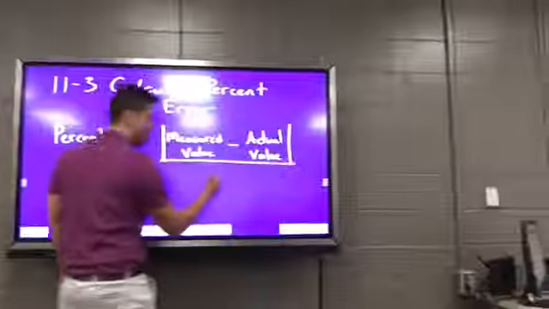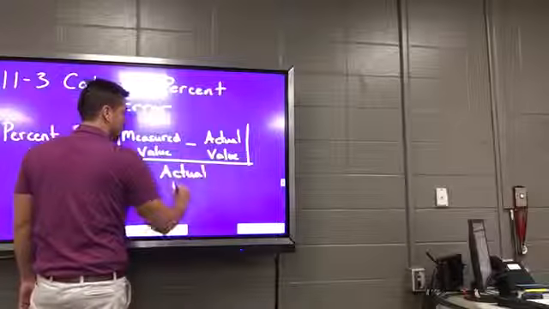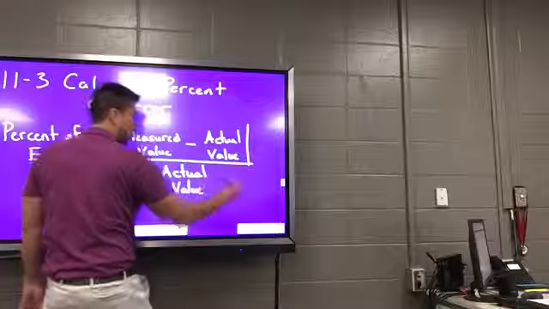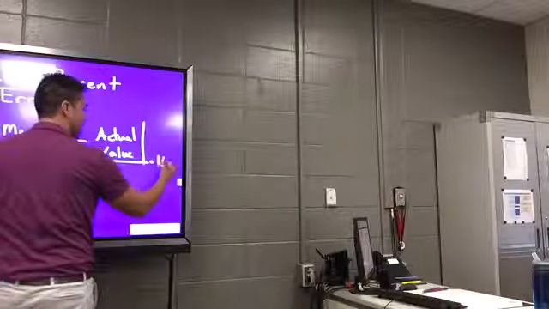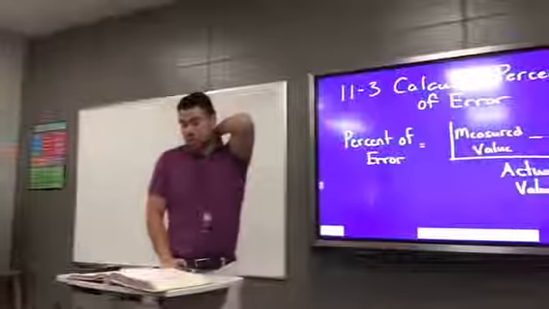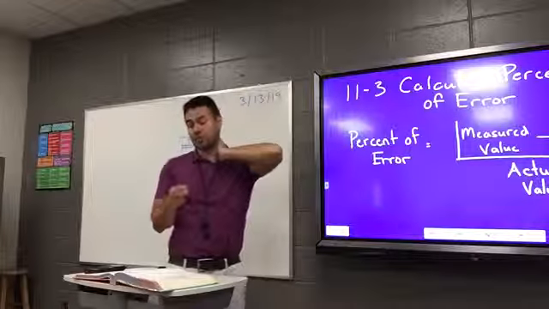But then over the actual, and that's going to give you a decimal number, and to make it a percent, you multiply by 100. Okay, so that looks like a lot, but it's really not too much. Before we get into the actual uses of this, I think it's really cool what this guy did.